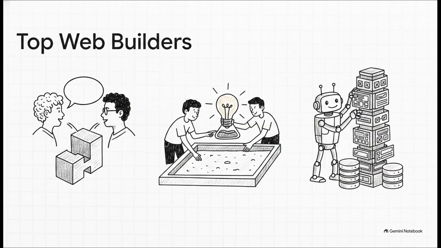And then we have V0 by Vercel. V0 has evolved from just making React components into a full agentic AI builder. It tackles planning, databases, and full-stack app generation to get functional MVPs up and running super fast.